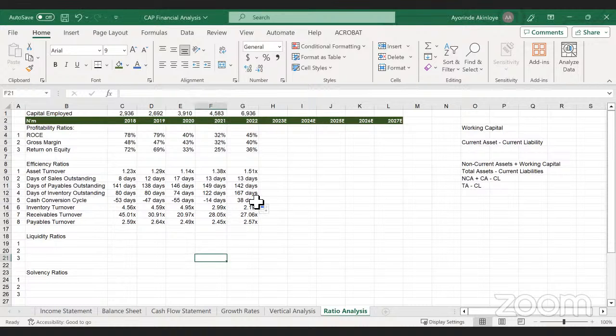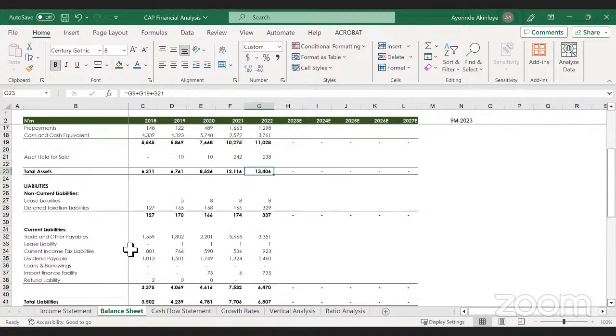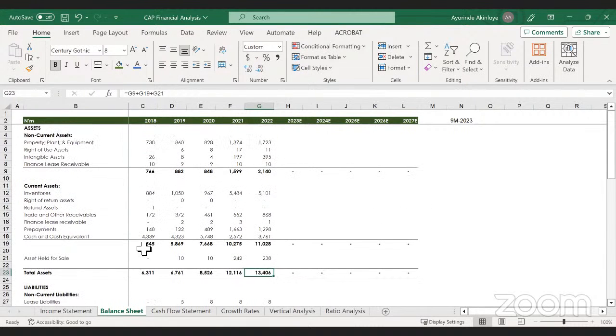So you can see cash conversion cycle in 2022 was 38 days. So it took them 38 days, and that was largely because their days of inventory outstanding was very high.